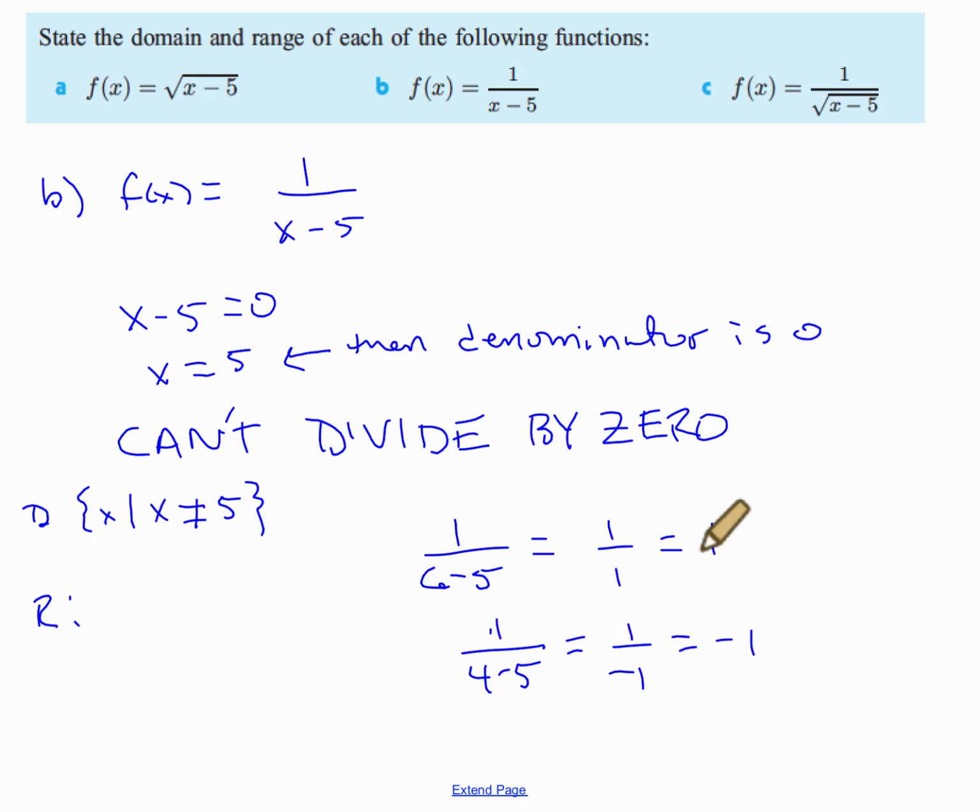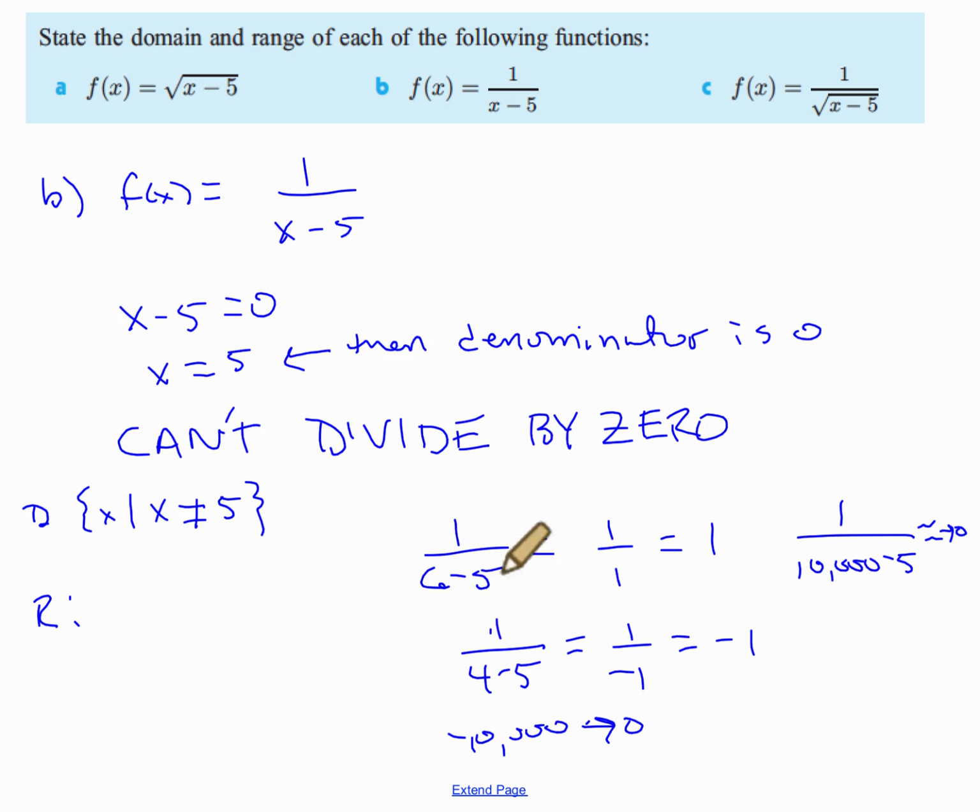You might think, oh, okay, well, it's 1 or negative 1. But wait a second. What if it was, I don't know, 1 over, as this gets larger, like 1 over 10,000 minus 5? That's going to get pretty close to 0. Same as if this was negative 10,000: 1 over negative 10,005 is going to get pretty close to 0. Check it out on your calculator.